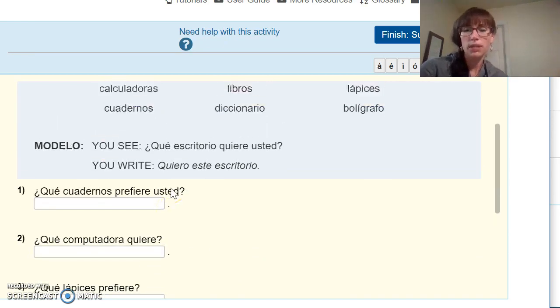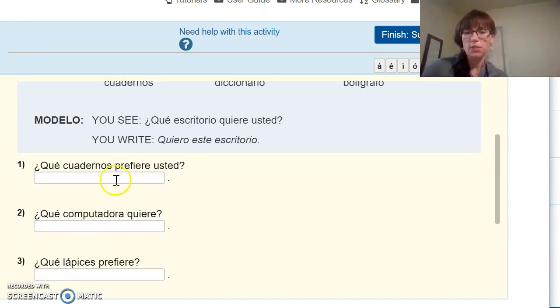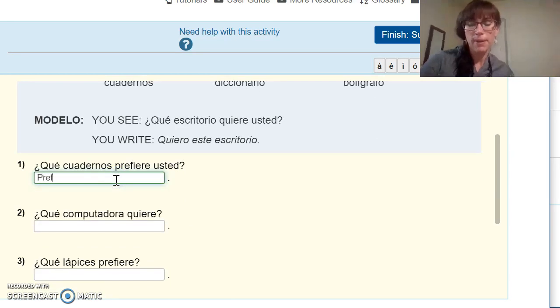¿Qué cuadernos prefiere usted? Cuadernos is close to us also. So I'm going to say prefiero. So we're not always going to be using the same verb that they used in the modelo. The modelo repeated the same verb as in the question, so we're going to do the same thing down here. Prefiero estos cuadernos. So the adjective is este, but we want to make it agree in number and gender with the noun.